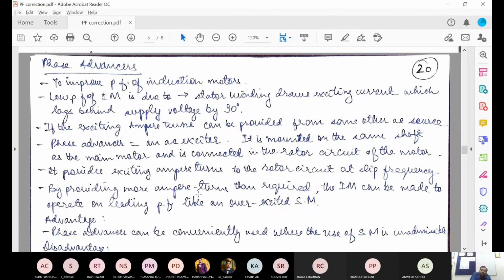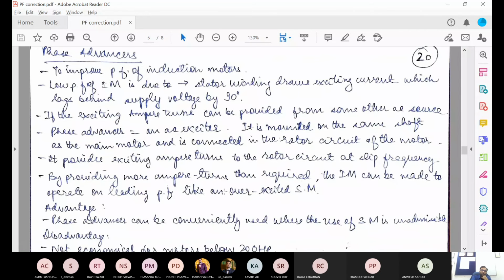It provides exciting ampere turns to the rotor circuit at slip frequency. By providing more ampere turns than required, the induction motor can be made to operate on leading power factor, like an overexcited synchronous motor as well. So it is similar to a small AC generator, and the idea is that it provides that extra current which is needed in the starting phase, basically for setting up the magnetic field in the machine. It is mounted on the same shaft as the main motor.